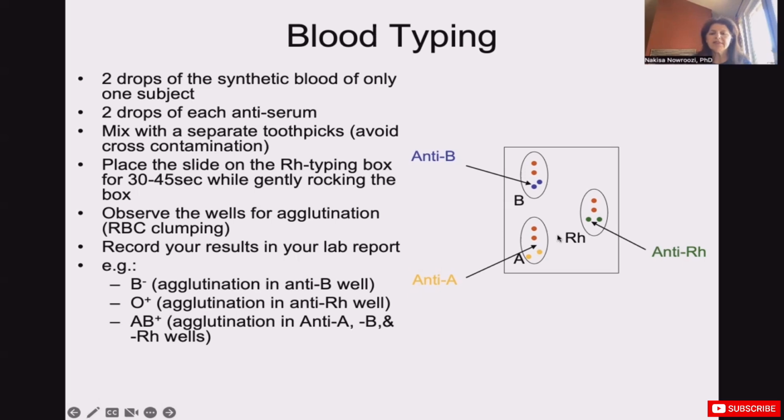O plus means there is nothing in A, nothing in B, but you see agglutination in Rh well. AB plus means you have agglutination in all three wells, A, B, and Rh wells.